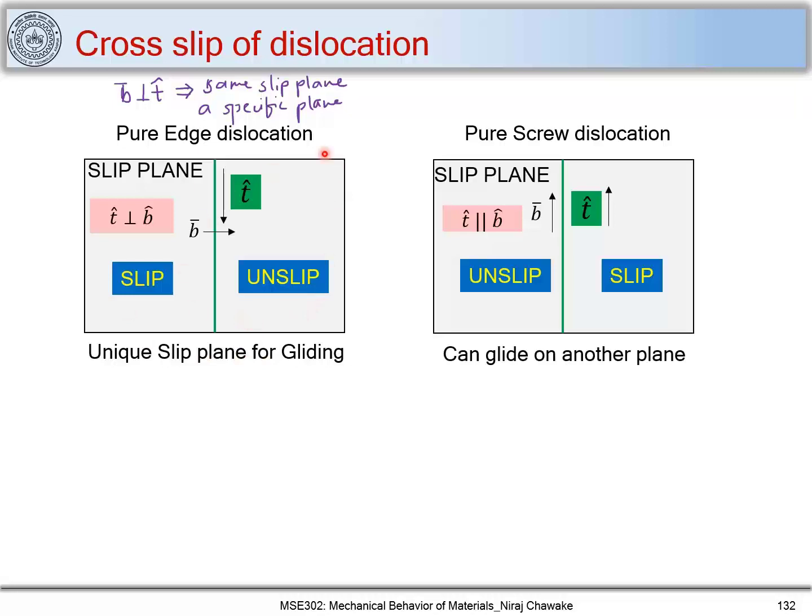Now, in case of a pure screw dislocation, it can glide on another plane. Why? Because the Burgers vector is parallel to the tangent vector, and thus there can be other slip planes available, and this screw dislocation can glide on those slip planes. Now the question is, how does this glide happen on another slip plane?